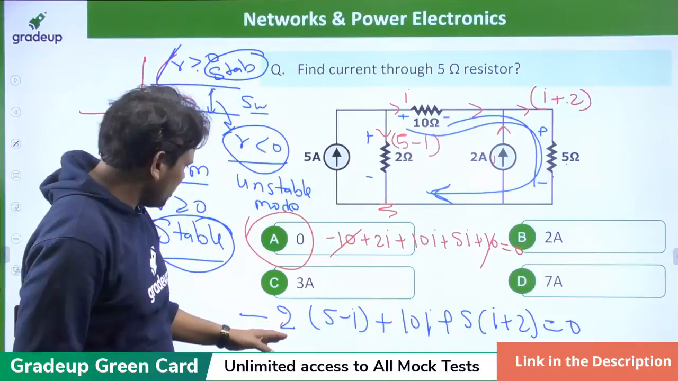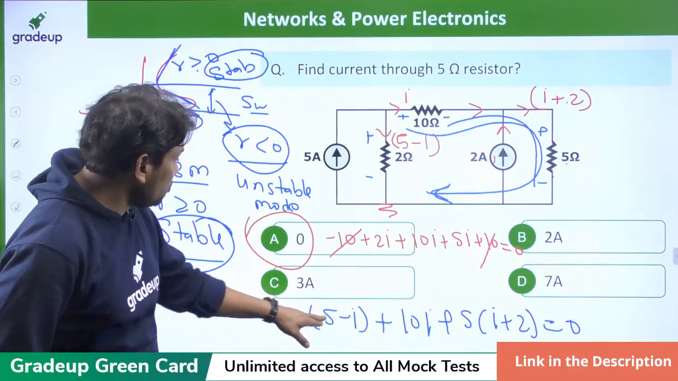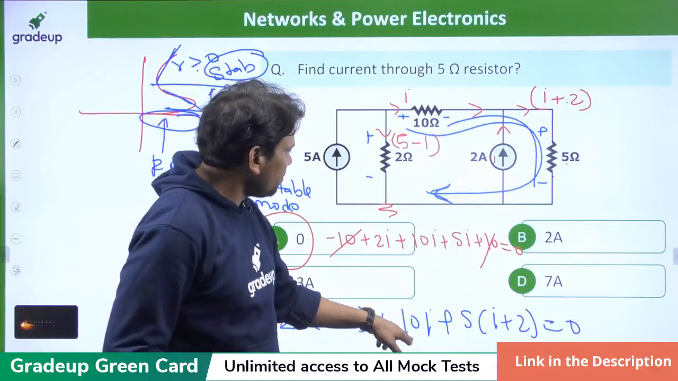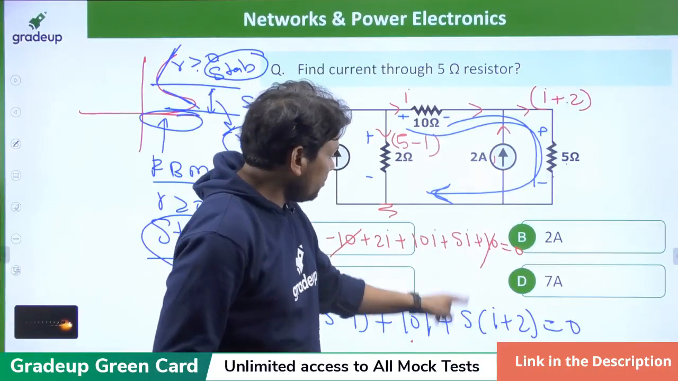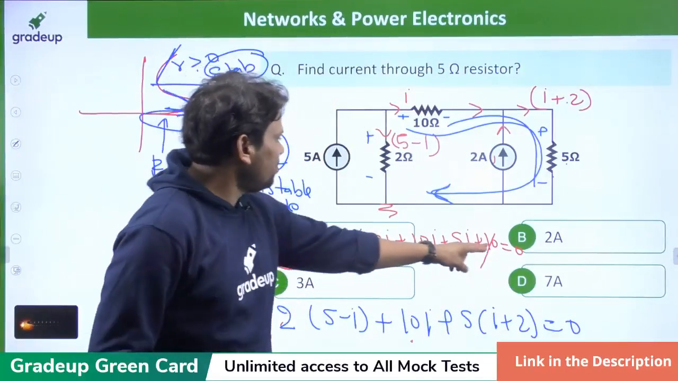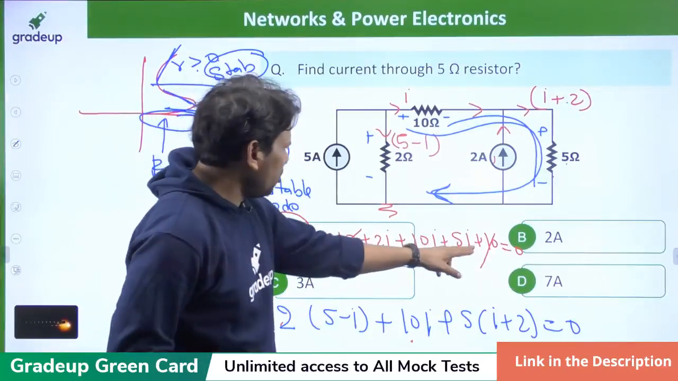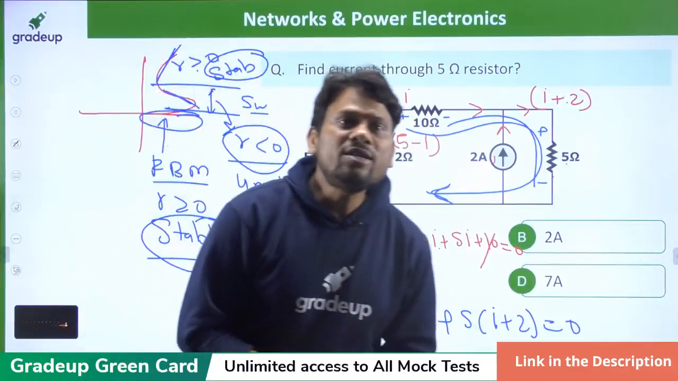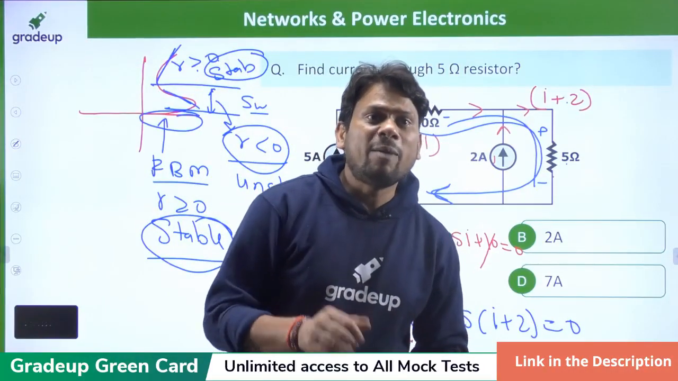Yogesh, just see this equation. If I am not wrong, minus 2 into 5, so minus 10, minus and minus gives plus 2I, plus 10I, plus 5I, and 5 into 2 gives plus 10. Minus 10 and plus 10 cancel, so we don't have any constant value. So the answer will be, I think, 0. Okay, please see. Sir, superposition would be a simpler approach.